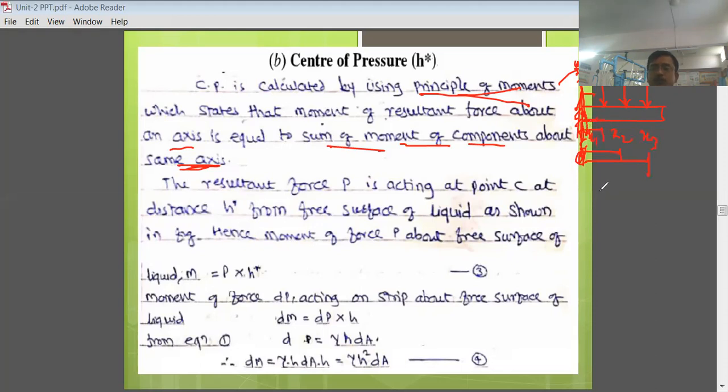The moment of force P1 will be P1 x1, which we can denote by m1. Then m2 will be equal to P2 x2, and m3 will be equal to P3 x3. Now tell me, if I want to find out the resultant force, what is the equation for the resultant force?